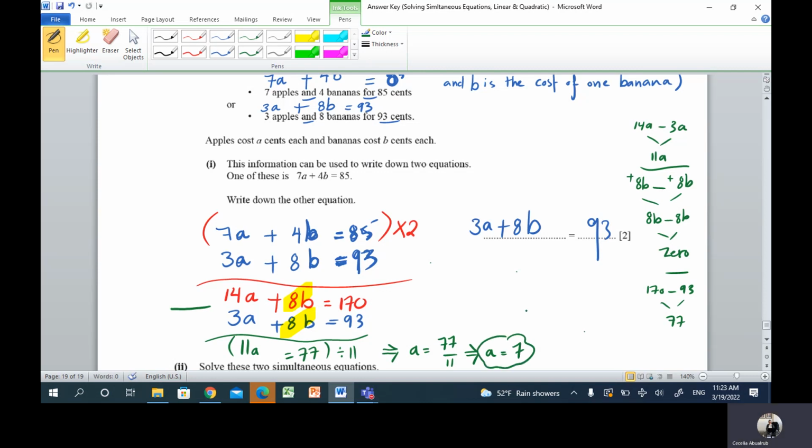Once we find the value of a, so we say here, if a is equal to 7, we can find b, right? Then let's take the first equation. So 7a plus 4b. Of course, you can take any of the two equations that are given in the question. So 7a, it means 7 times a. So it will be 7 times 7, the value of a, plus 4b is equal to 85. 7 times 7 is 49, plus 4b is equal to 85.